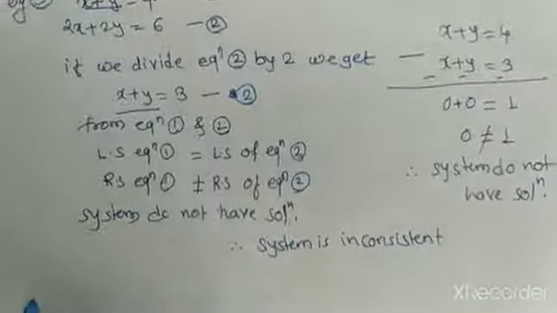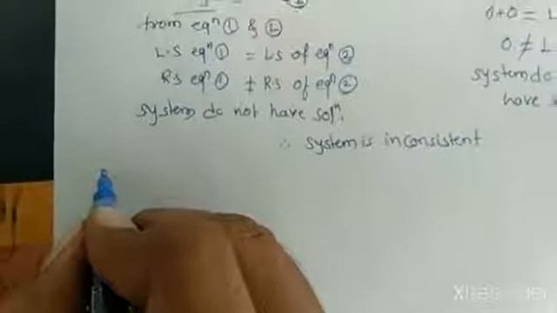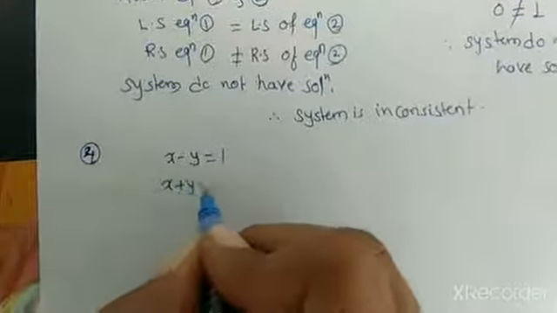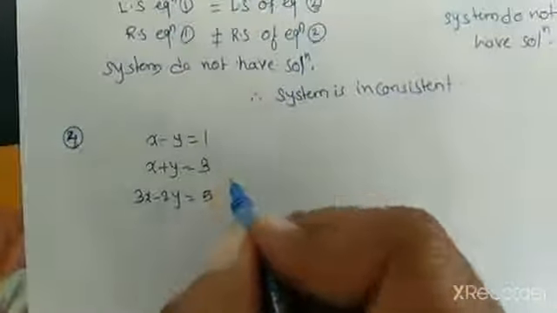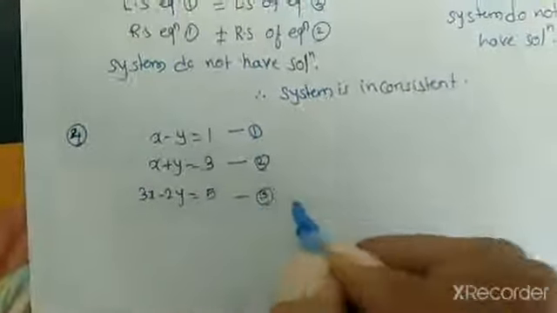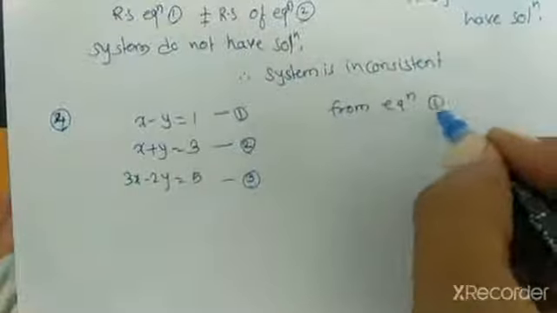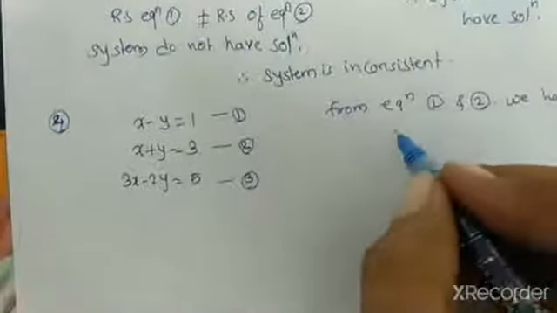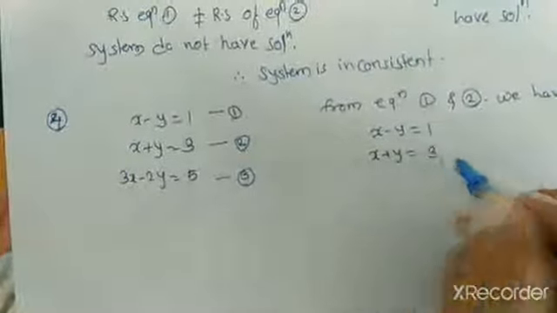Next, take one more example of inconsistent or not inconsistent. Example number 4, which is x minus y is equal to 1, x plus y is equal to 3, and 3x minus 2y is equal to 5. This is the given system. It has 3 equations, equation number 1, 2 and 3. First we solve equations 1 and 2 simultaneously. The first equation is x minus y is equal to 1. The second equation is x plus y is equal to 3.